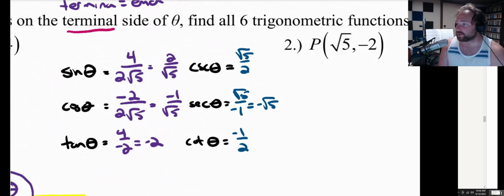If you didn't bring the 2 out of the square root of 5 and you just left it as square root of 20, that's fine. You did not need to rationalize anything for this problem.